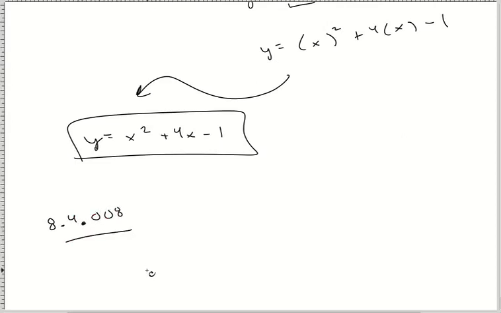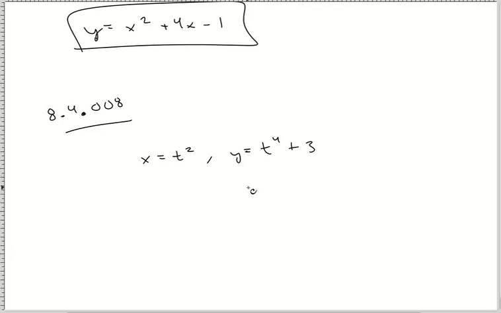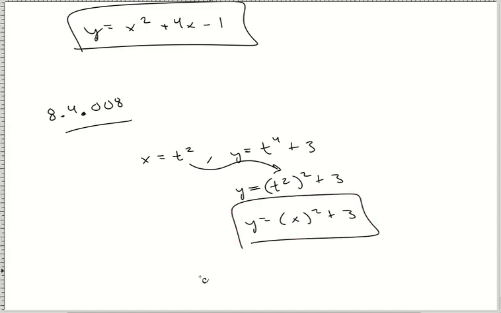8.4.008. So I got x is equal to t squared. Y is equal to t to the 4 plus 3. Again, I see this as t squared squared plus 3. And I could just replace it directly with an x. And, well, there you go.